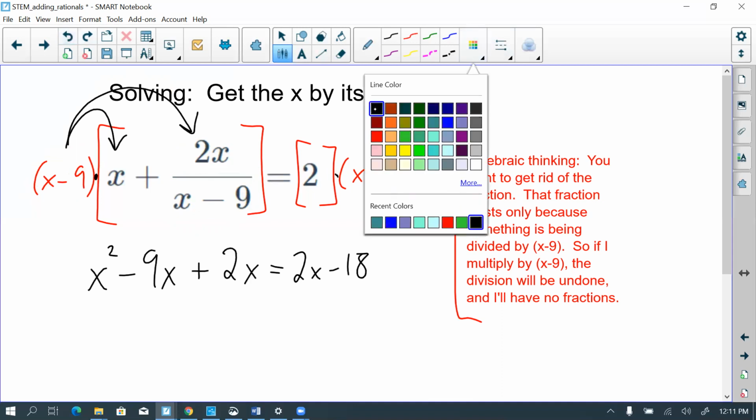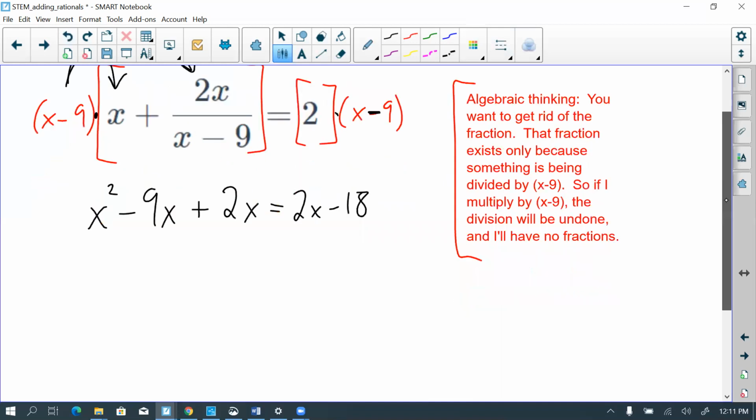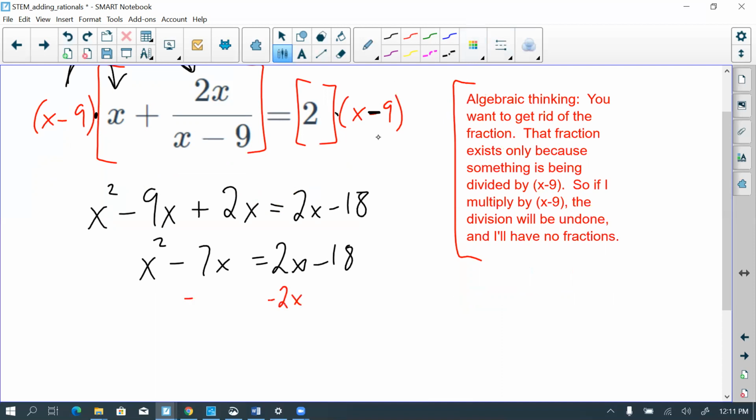And now you've got a problem that could have been on a test last semester. You've got a quadratic that you have to solve for. So the key is to set it equal to 0. And I've got like terms, which I'll combine, and then I will subtract 2x on both sides, keep the balance. I'll add 18 on both sides, keep the balance.